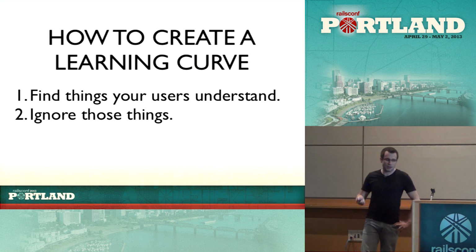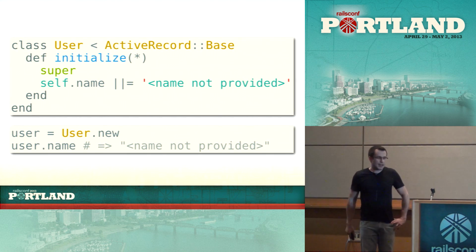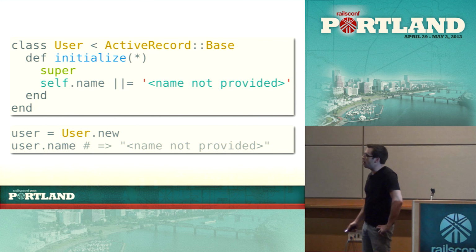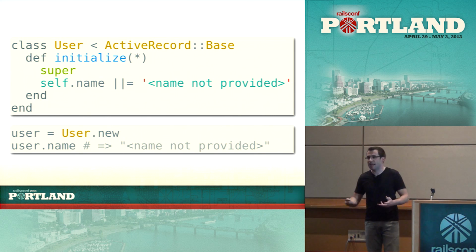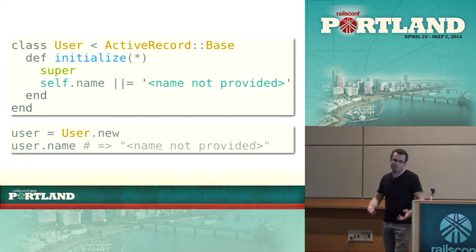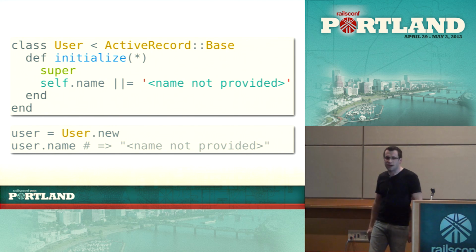So for instance, you may think you know how to initialize an object. If you initialize an object that's a subclass of something else, you might be used to saying, I want to provide some defaults to that object. So I'm going to say, if I initialize a user and they don't have a name, then I'm going to go ahead and give "name not provided" as a value, so that shows up in my view or whatever. And you try it, and it works. You say User.new, and you have "name not provided." It's what you expect, right?